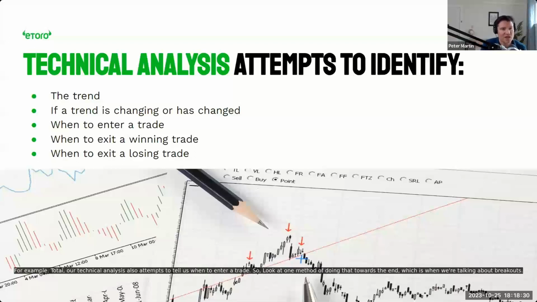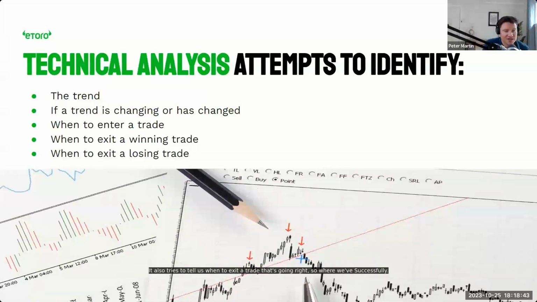For example, technical analysis also attempts to tell us when to enter a trade. We'll look at one method of doing that towards the end, which is when we're talking about breakouts. It also tries to tell us when to exit a trade that's going right. So where we've successfully put on a trade in the right direction, we've identified a trend, traded in that direction, and it has turned out to be a persisting or enduring trend, it tells us when to try and get out of that.